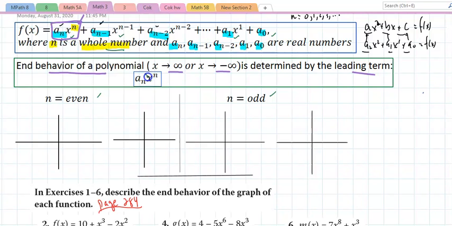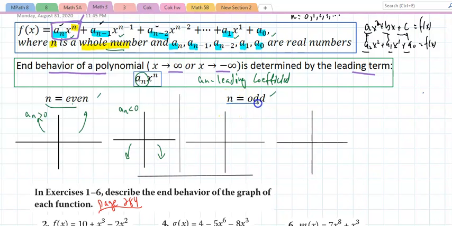If the leading coefficient, that's what a sub n is, a sub n is called the leading coefficient. If the leading coefficient is positive, think of this. Anytime I look at even, I'm thinking of y equals x squared. If the number in front of the square is positive, the end behavior, meaning when I look at the far right and the far left, the graph looks like a parabola. And if this leading coefficient is negative, then the parabola is going to open downwards.